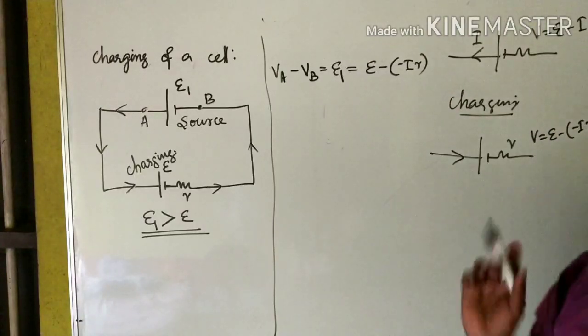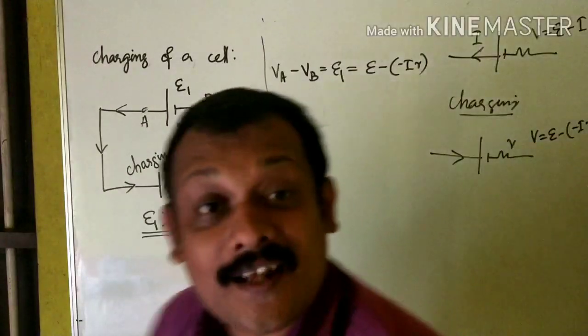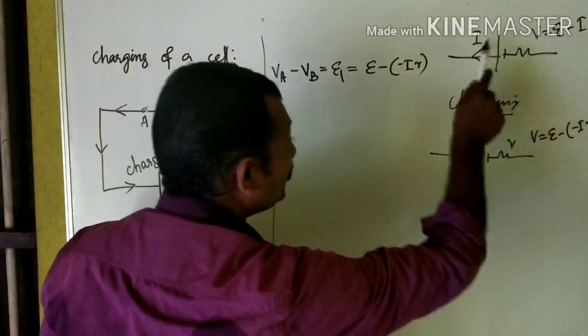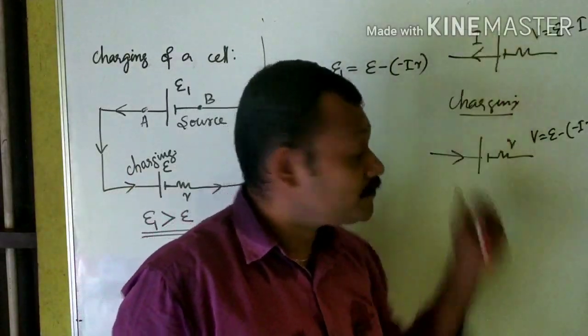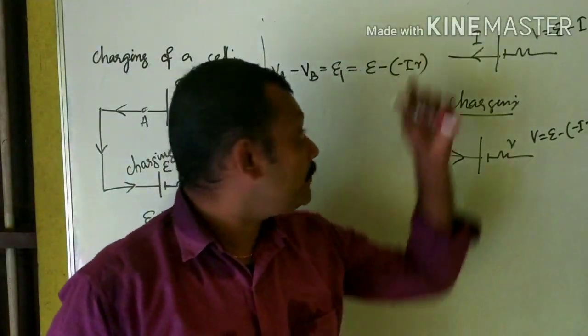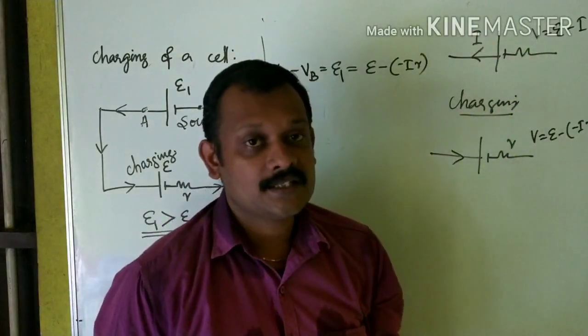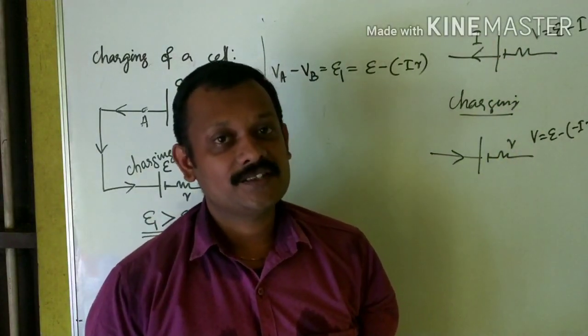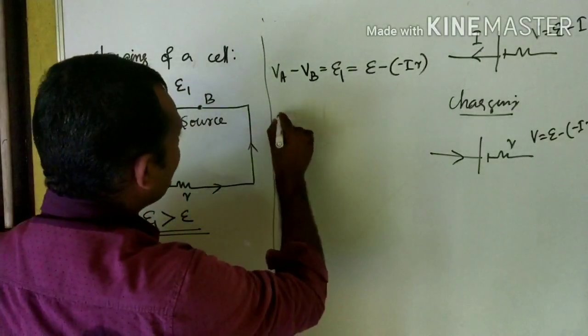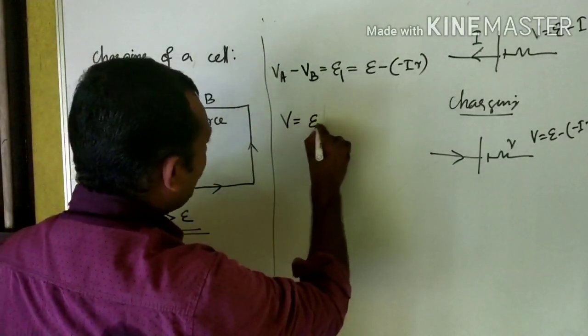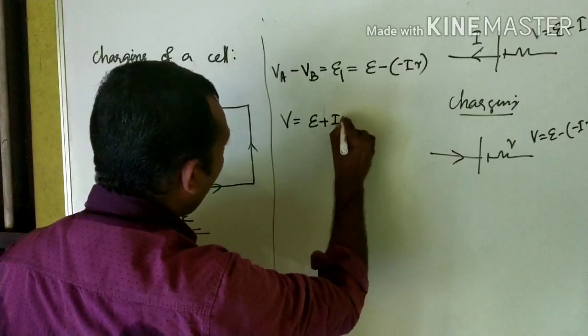What is the reason for this minus? Look at this figure and tell me. You will easily understand it. Current is reversed in this direction, right? Current is reversed. So in this case, the terminal potential V is equal to epsilon plus IR.